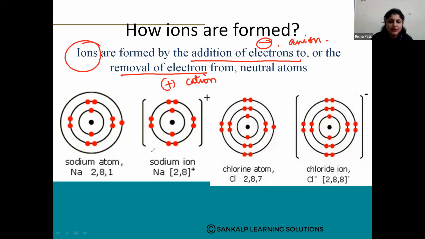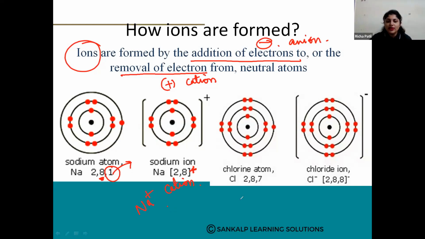As I said, it wants to be in its octet state. So what will it do? It will tend to give away its one outermost electron, to be in the most stable form. So it will give the electron and it will be in a plus state. Okay, so it will be removal of electron. So this results in what? It results in a cation. So Na plus is a sodium cation.